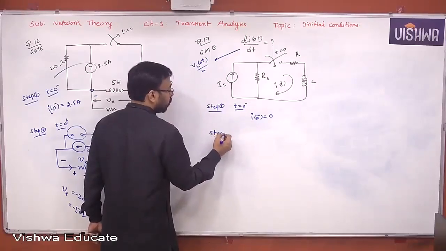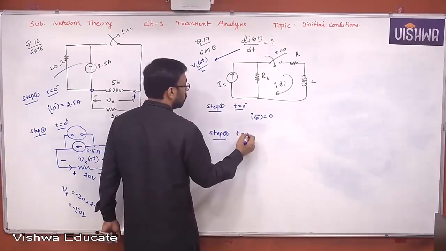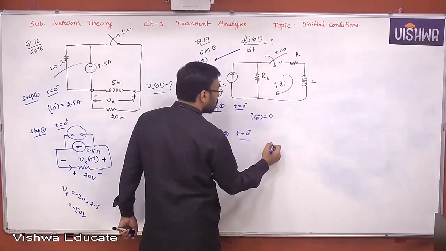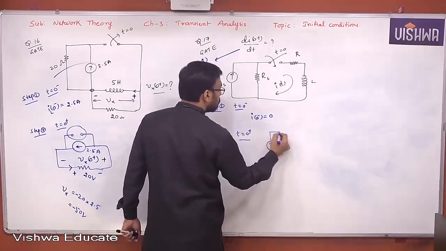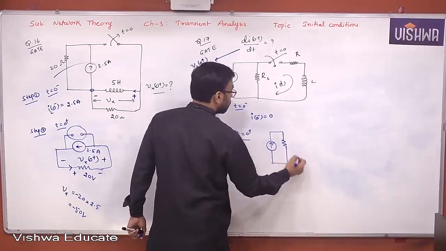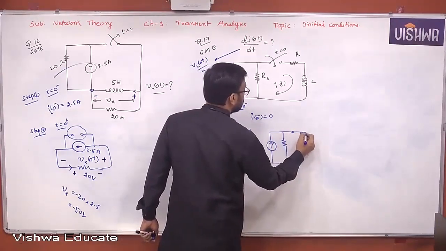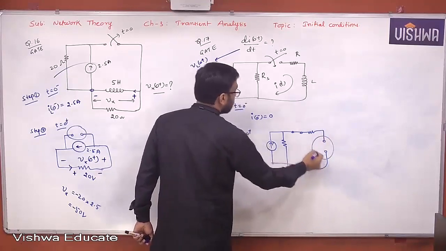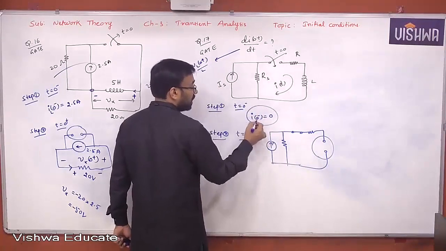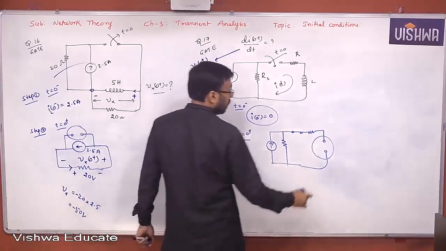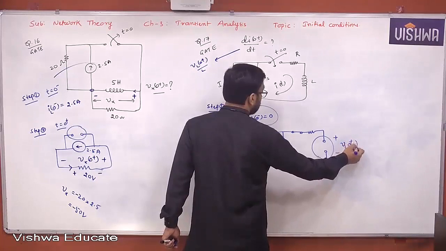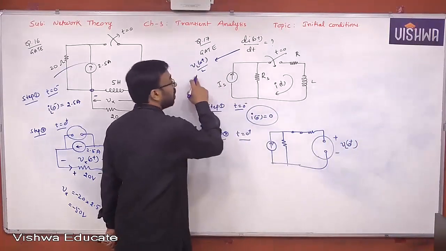Okay, then step 2. Construct t equal to 0 plus equivalent. At t equal to 0 plus, what will happen? Current source, resistor, switch closed, resistor. The inductor is acting like an open circuit because the current flowing through the inductor was found to be 0 at t equal to 0 minus. And now your objective is to find the voltage across the inductor, to substitute here in the formula.